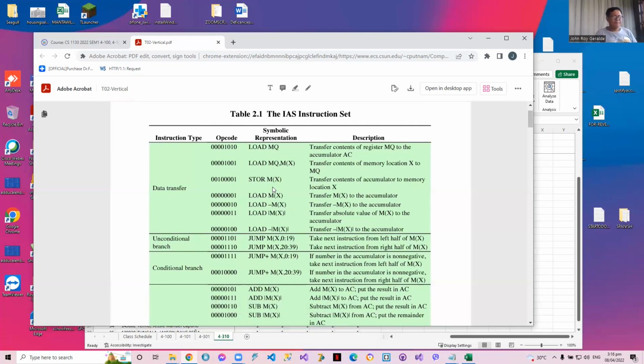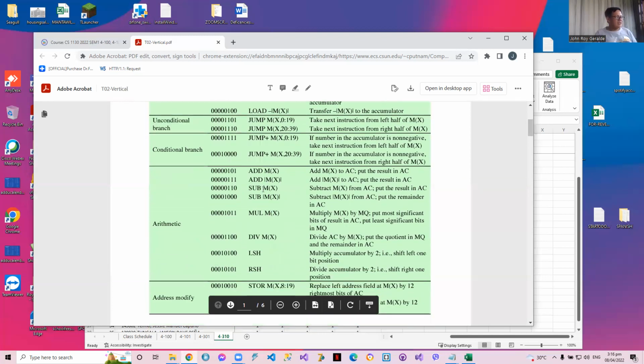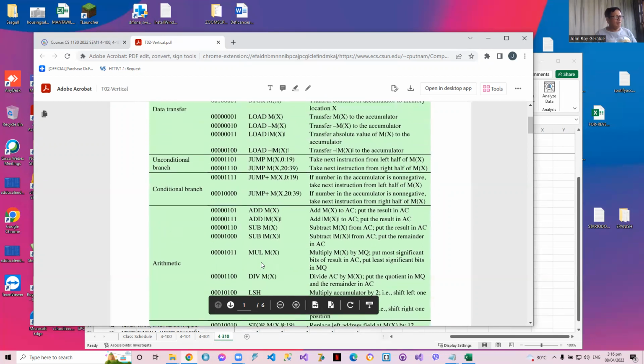Any questions so far? I hope it's clear now. And then there's add, sub, mul, div. In the analytical engine, we have plus, minus, times, divide. We also have a left shift and a right shift.